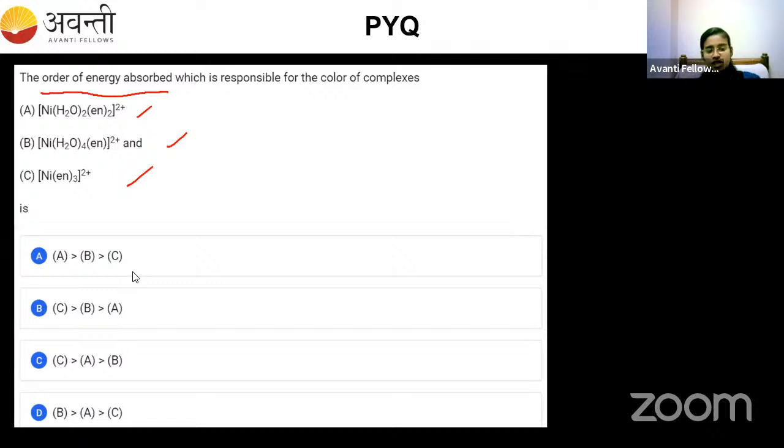Find out the answer fast. Students, what is the answer for this question? Which option is correct? Not even a single student has got the answer for this.